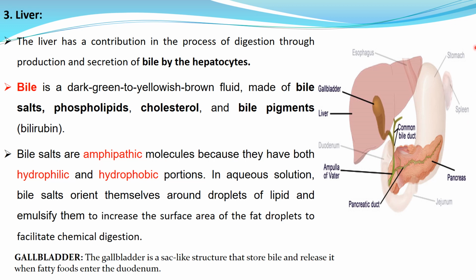So, as we see here, this is the gallbladder. The gallbladder is a sac-like structure that stores bile and releases it when needed inside the duodenum. I think we already mentioned it. So the liver contributes to the process of digestion by the production and release of bile.